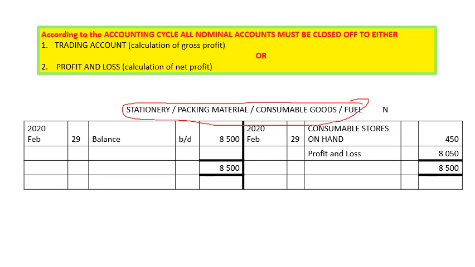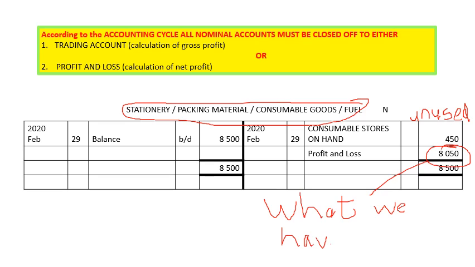At the moment, remember the balance indicates how much you've spent. The consumable stores on hand tells you what was unused. So how much you've used, which will be your expense for the year. This part is what we use. I'm going to write with my mouse again so you can think what we have used. And that is the expense for the year. And that expense must be closed off to profit and loss. And that's the story for consumable stores on hand.